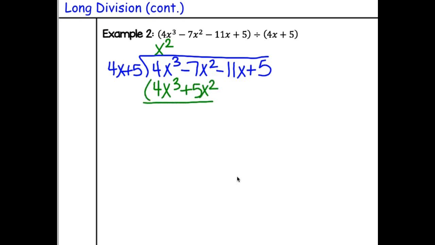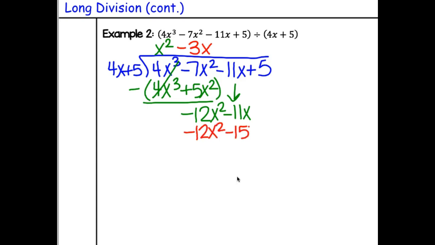And then I'm subtracting that whole quantity. 4x cubed minus 4x cubed cancels. -7x squared minus 5x squared is actually -12x squared. We bring down the minus 11x. Then I want to know, what do I multiply 4x by to get -12x squared? Well, that's -3x. We multiply, we get -12x squared minus 15x.